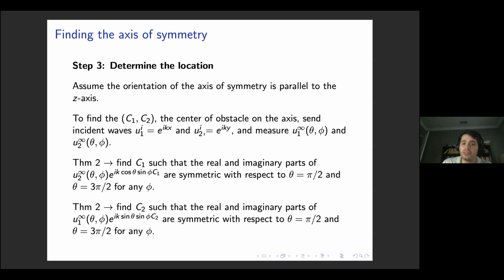One wave going in the x direction and one in the y direction, and then we're going to measure those two fields. What theorem 2 says is that we can find C1 if we use the real and imaginary parts of this field here; they are symmetric with respect to those angles. And we can find C2 if we do the same thing with respect to those two other angles with the field generated by the other incident wave.